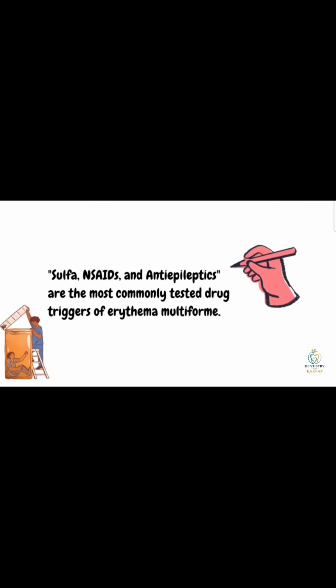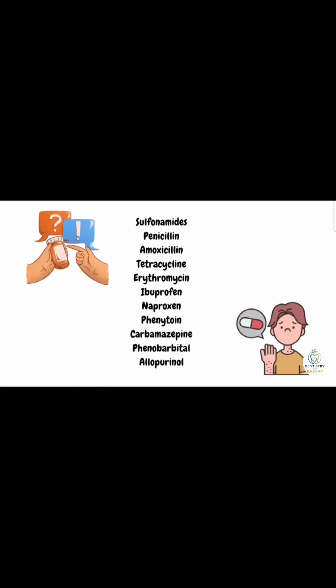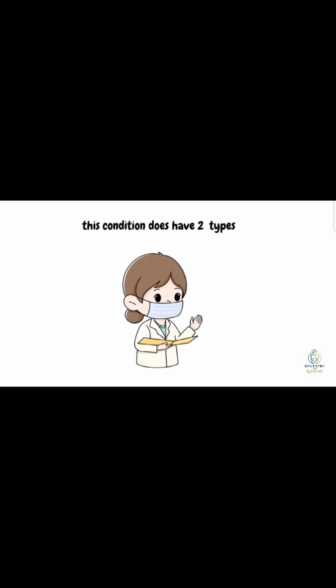Okay, we also said that drugs could cause it, like sulfa drugs, NSAIDs, anti-epileptics. These are the three groups of drugs which could cause erythema multiforme in patients who are prone to this allergy. These are the most commonly tested drug triggers for erythema multiforme. The list of drugs includes sulfonamide drugs, penicillin, amoxicillin, tetracycline, erythromycin, ibuprofen, naproxen, phenytoin, carbamazepine, phenobarbital, and allopurinol. This is the whole list of drugs. If you are taking these and you are getting some reaction, you should talk to your physician for an alternative.